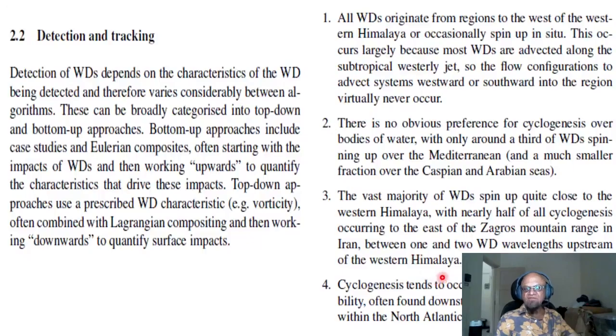So some amount of relative humidity is going to obviously become saturated as you cause upward movement, let's say by orography or some other process, and then you can have saturation and moisture, precipitation, etc. Cyclogenesis, which is what we are talking about, tends to occur in regions of dynamic instability, often found downstream from mountain ranges or within the North Atlantic jet stream.